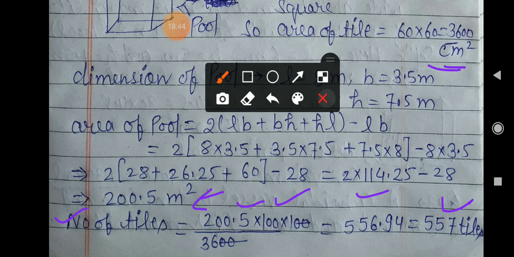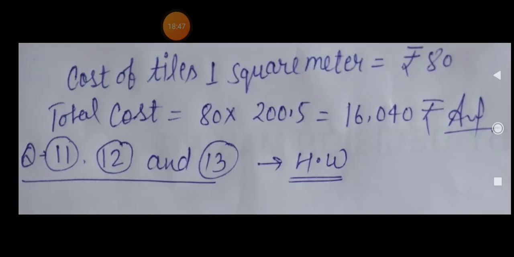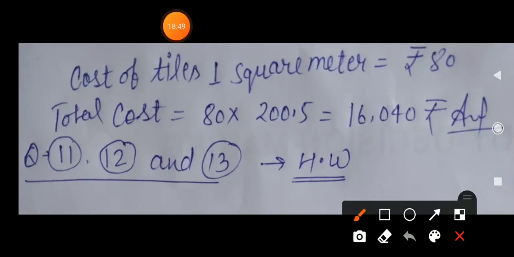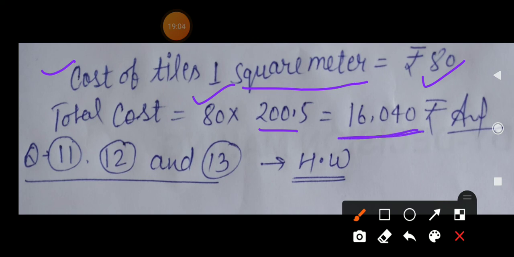Okay, now after that you have to find the total cost. So this is a use for finding the total cost. So cost of a tile of per meter square is 80 rupees. So you have to multiply the 80 with the area of a pool. So 200.5 multiplied by 80, and then you have to get the total cost that you have to pay for tiling of that pool. Okay, so you have to multiply 200.5 with 80, and that value is 6040 rupees you have to pay.